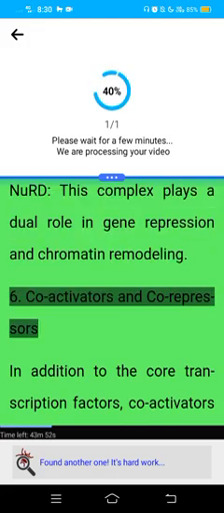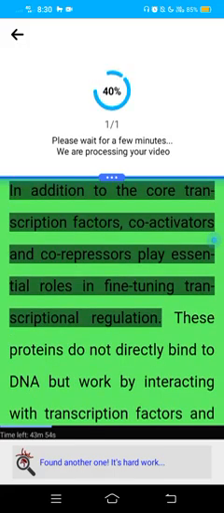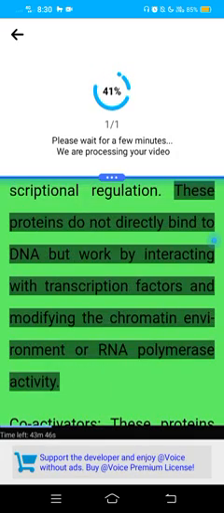6. Co-activators and co-repressors. In addition to the core transcription factors, co-activators and co-repressors play essential roles in fine-tuning transcriptional regulation. These proteins do not directly bind to DNA but work by interacting with transcription factors and modifying the chromatin environment of RNA polymerase activity.